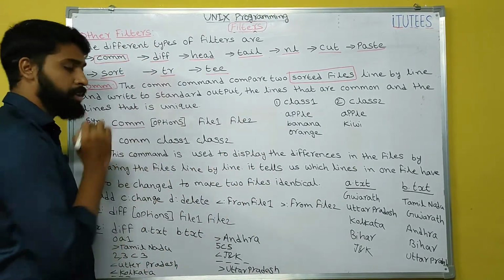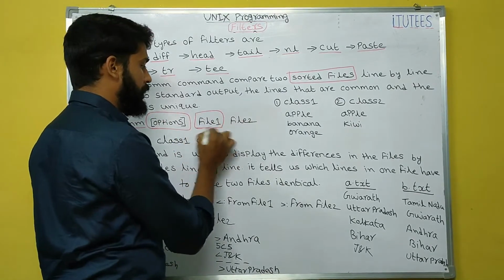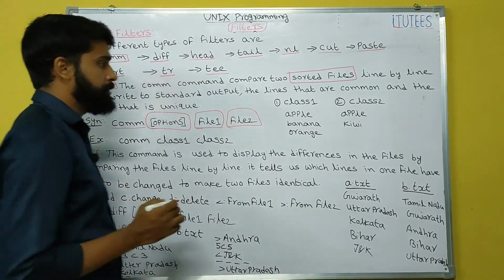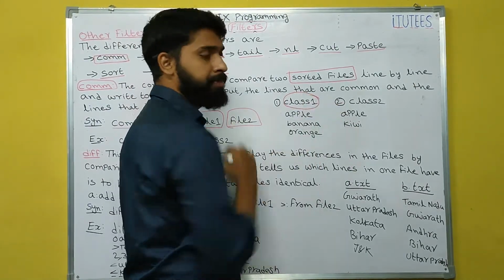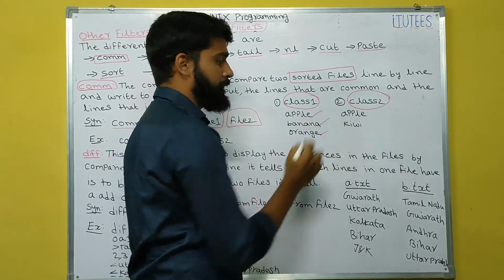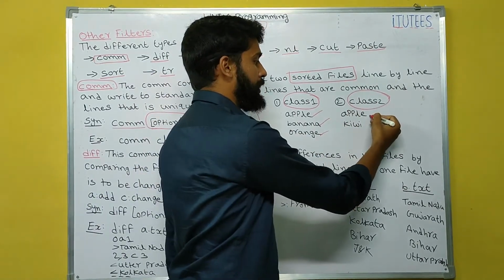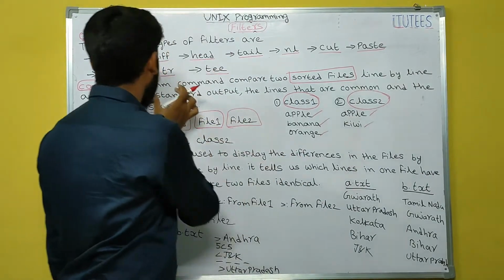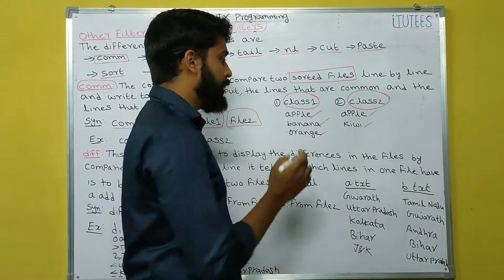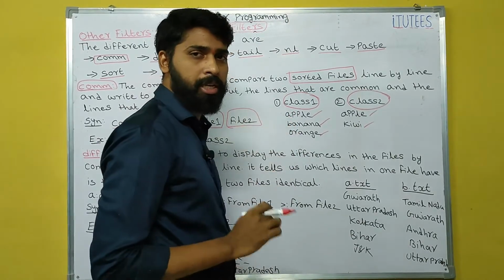The syntax is comm, the command name, then options, which are optional, and after that we give file 1 and file 2. These two files we are going to compare. Example: this is the class1 file, this is the file name, and this is the class2 file. In class1 the lines are apple, banana, orange, and similarly in class2 the lines are apple, kiwi. Now the comm command compares these two files. If you observe, the lines are in alphabetical order, which means they are already sorted.